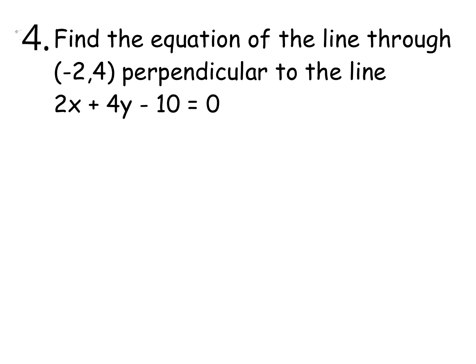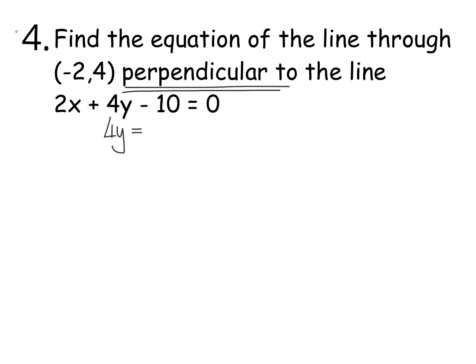Let's do example 4. So this is asking you to find the equation of a line through the point 2, 4, perpendicular to this line here. Now, perpendicular, we know, means meet at right angles. This line here is in the wrong format, so the first thing we're going to do is rearrange this.